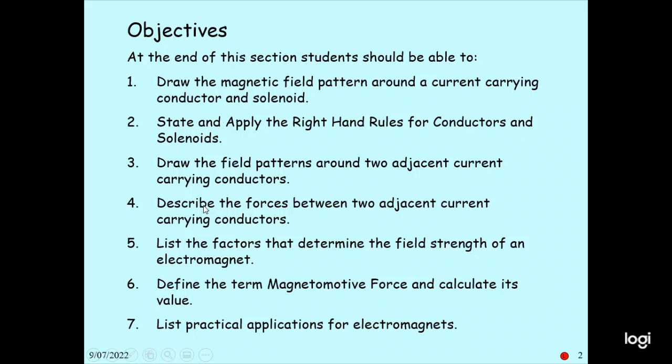At the end of this session, students should be able to draw the magnetic field patterns around a current carrying conductor and a solenoid, state and apply the right-hand rules for the conductors and the solenoids, draw the field patterns around two adjacent current carrying conductors, describe the forces between the two adjacent current carrying conductors, list the factors that determine the field strength of an electromagnet, define the turns electromotive force and calculate its value, and list the practical applications for electromagnets.